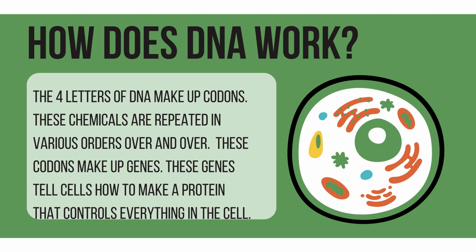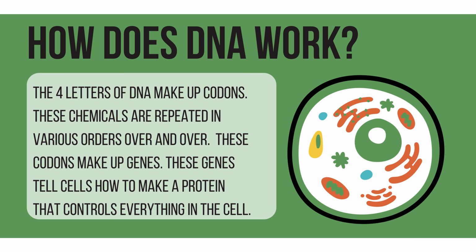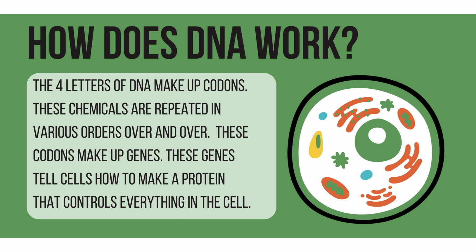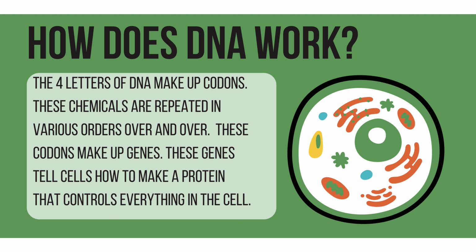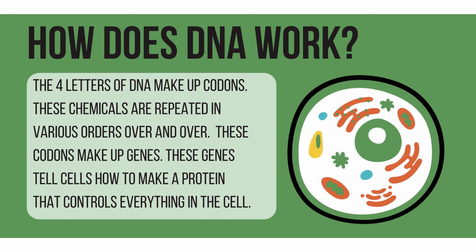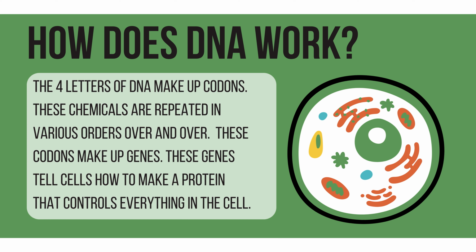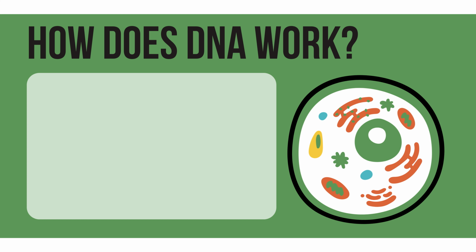How does DNA work? The 4 letters of DNA make up codons. These chemicals are repeated in various orders over and over. These codons make up genes. These genes tell cells how to make a protein that controls everything in the cell.